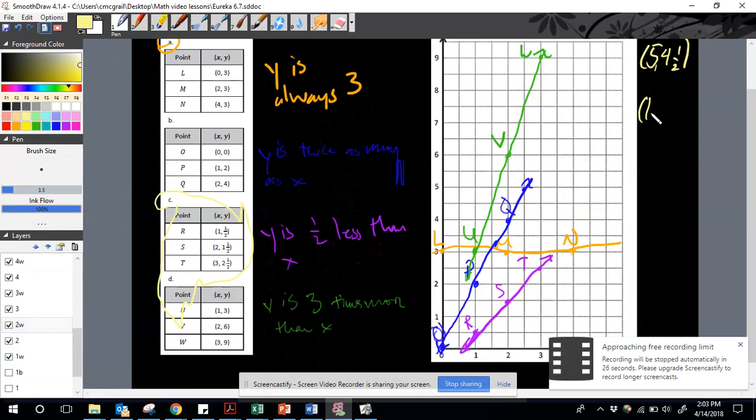The next point is 1/2 comma 1.5. Where does this point fall? And of course, the last one is 1/2 comma 3. This one actually has 2 correct answers. Which line does this one fall on?